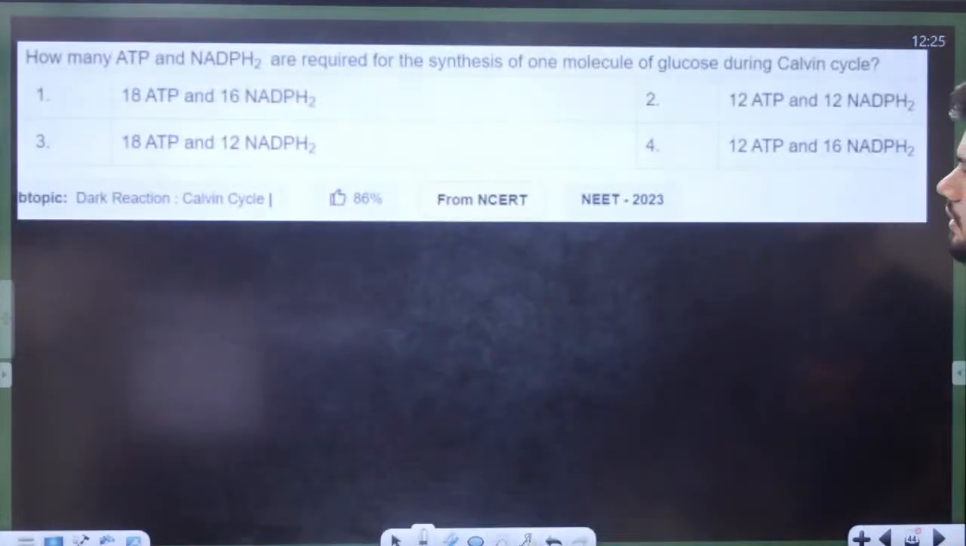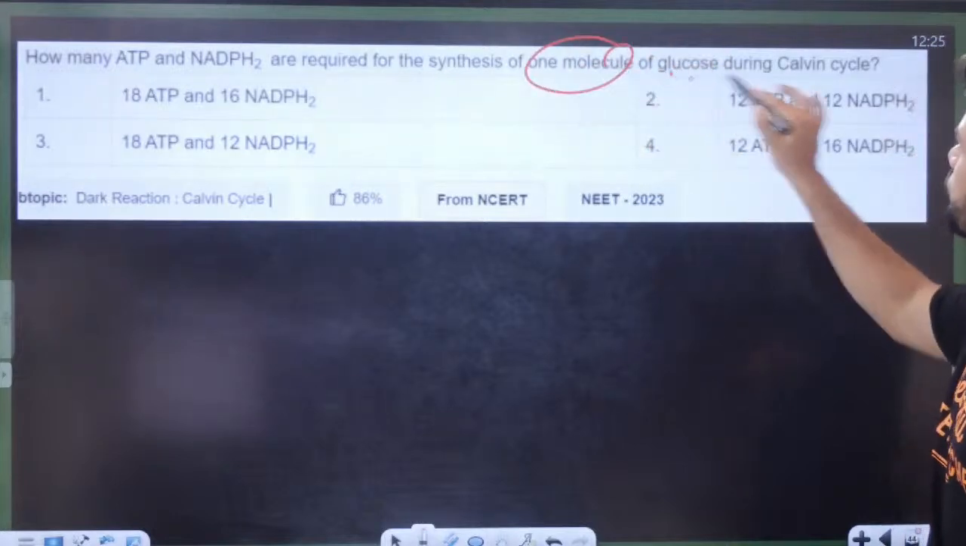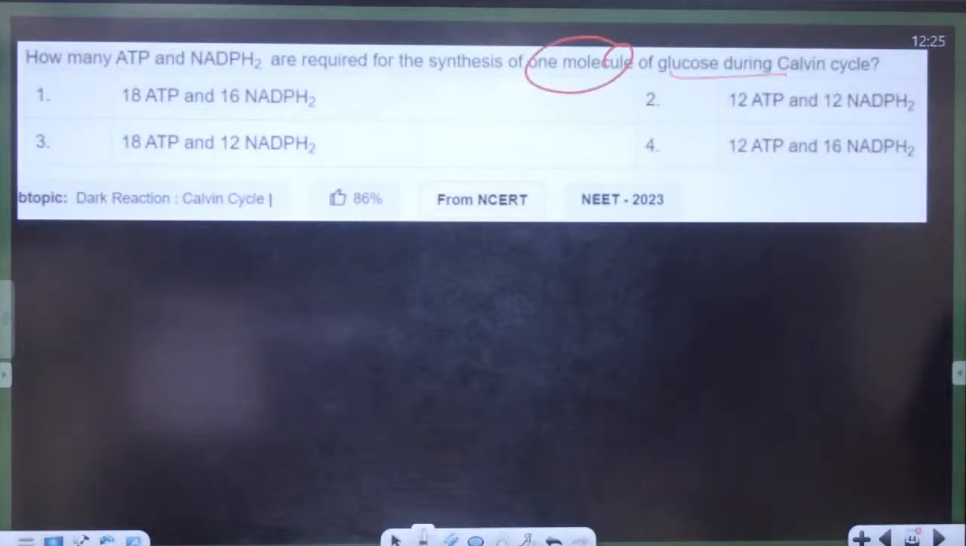Okay. Next question, you see. Students, this is again the same question. How many ATP and NADPH are required for synthesis of 1 molecule of glucose during the Calvin cycle? Go. 1 molecule of glucose.